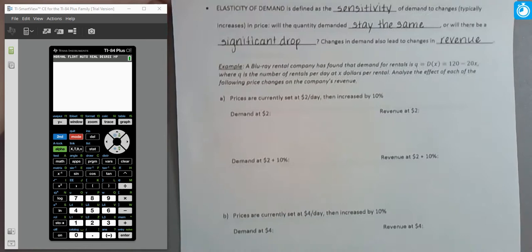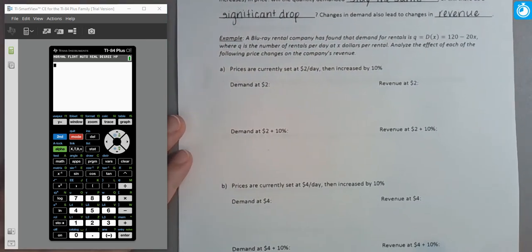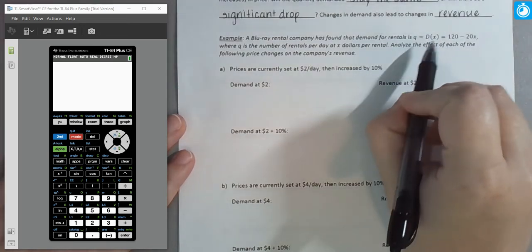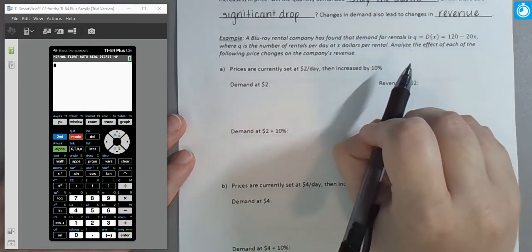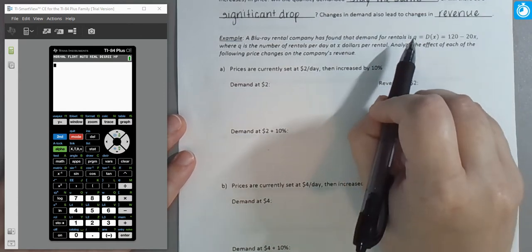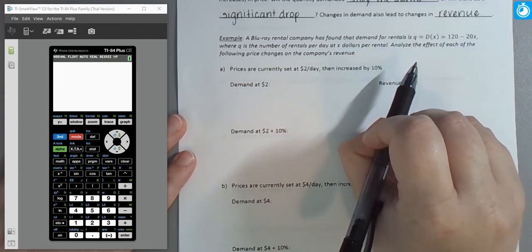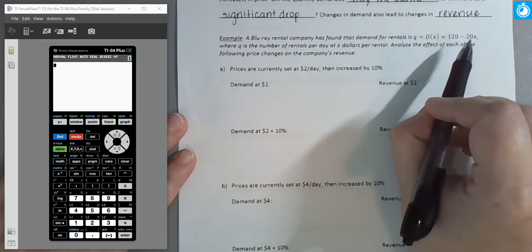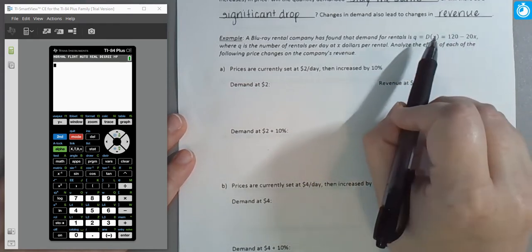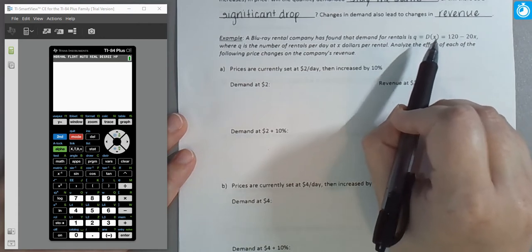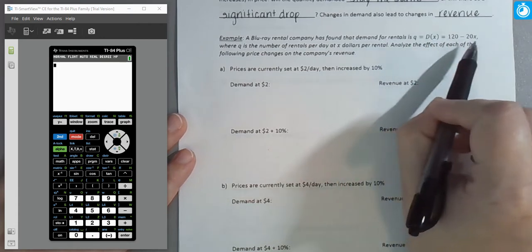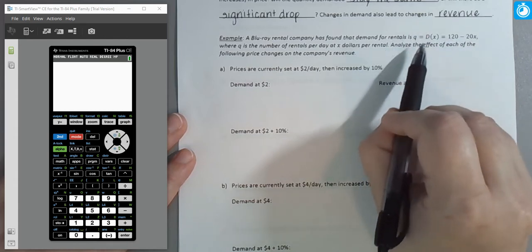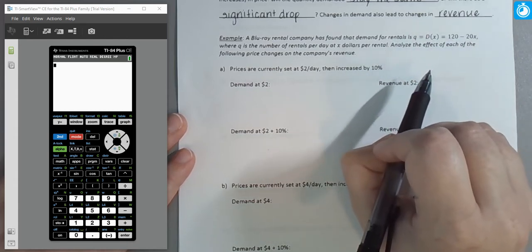Let's look at an example just to analyze this concept of elasticity. A Blu-ray rental company has found that demand for rentals is modeled by the following function. D of x is demand, but sometimes we'll represent it as Q for quantity. The output for a demand function is quantity, the number of items people are willing to purchase in relation to a price we set. For a demand function, the input is represented as price. Based on the pricing we set, this function is going to tell us the quantity that people are willing and able to buy at that price.